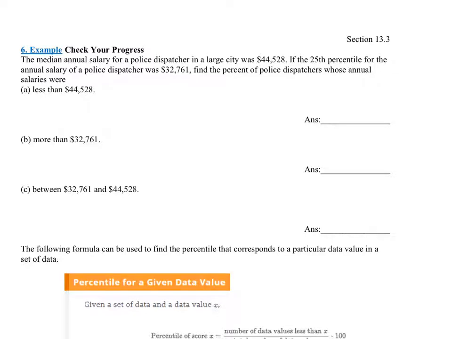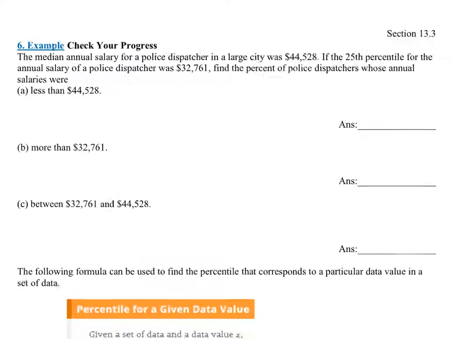So let's do a similar example. Example 6 says the median annual salary for a police dispatcher in a large city was $44,528. If the 25th percentile for the annual salary of a police dispatcher was $32,761, find the percentage of police dispatchers whose annual salaries were A, less than $44,528, B, more than $32,761, and C, between $32,761 and $44,528.